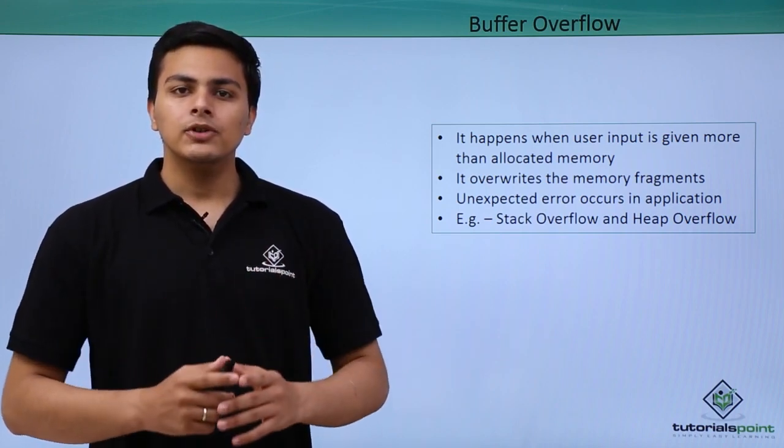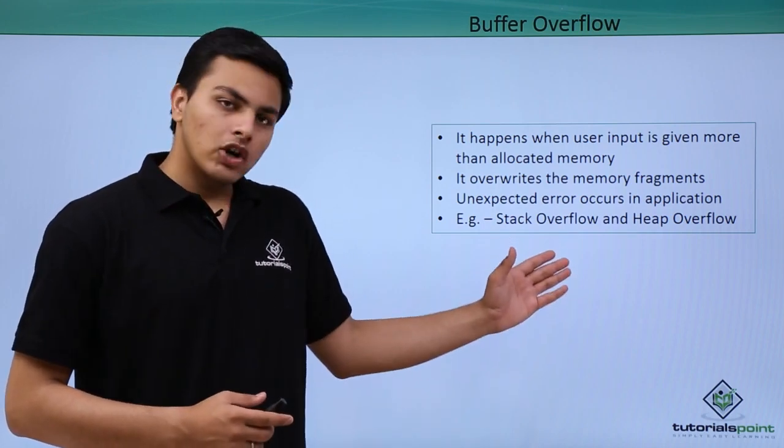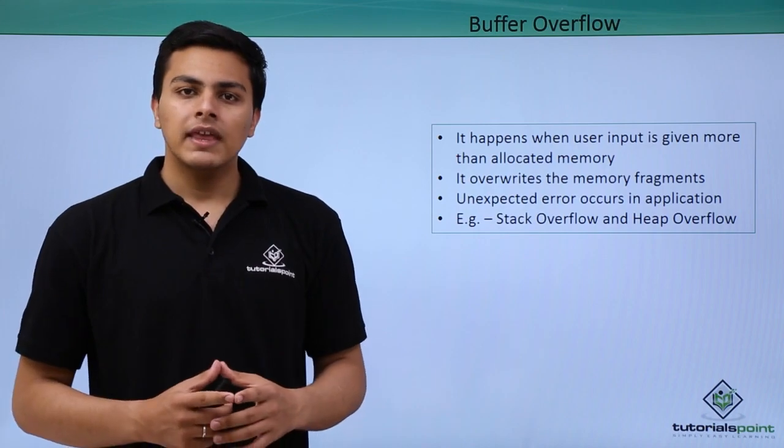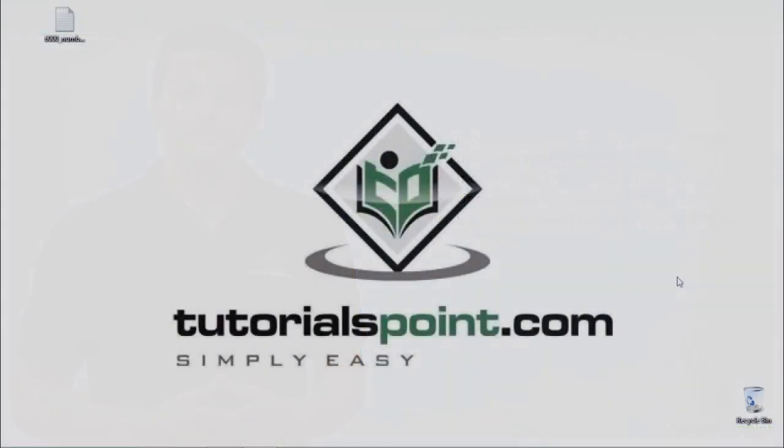So the different types of buffer overflows are stack overflow and heap overflow. Now let's see how a buffer overflow attack occurs. As I told you earlier, if the user input is given more than the memory allocated to the web application, then the web application will throw an error, and through that error sometimes the web application might reveal some interesting information which the user can use.